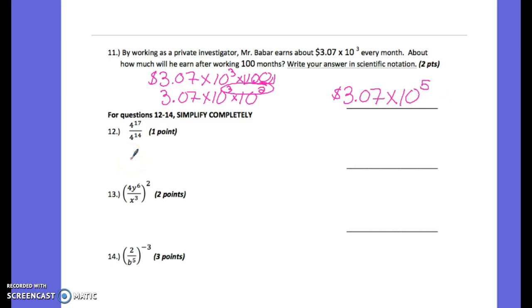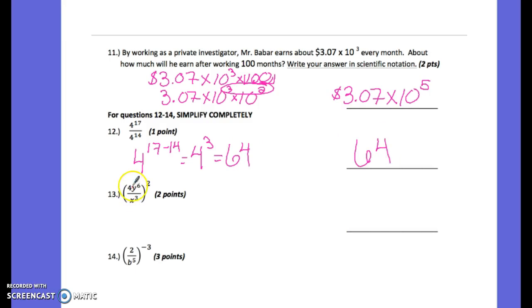Number 12, it says simplify completely. So we know we just simply subtract our exponents. So you have 4 to the 17 minus 14, which is 4 cubed, which you have to simplify, is 64.